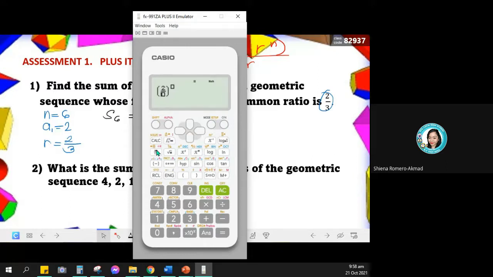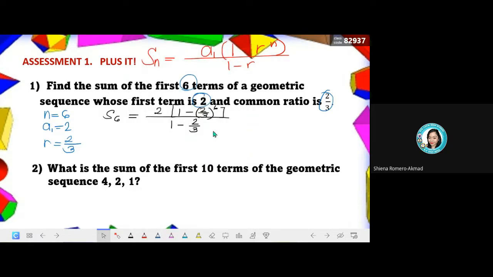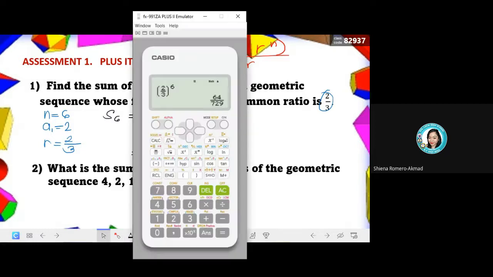Two over three, we raise it to 6. So the answer is 64/729. So we have here 2 times 1 minus 64/729. Next, 1 minus 2/3. You know that, 1 can be converted to a fraction. That's 3 over 3. So, 3 minus 2 is 1. So that's 1/3. Next, we will subtract this. 1 minus 64/729.